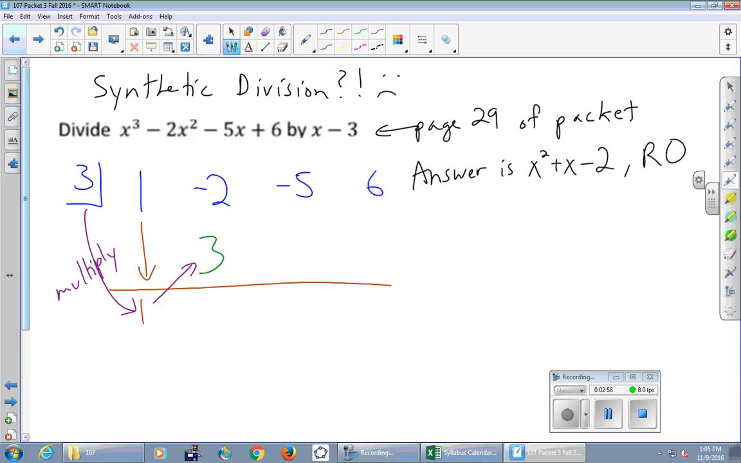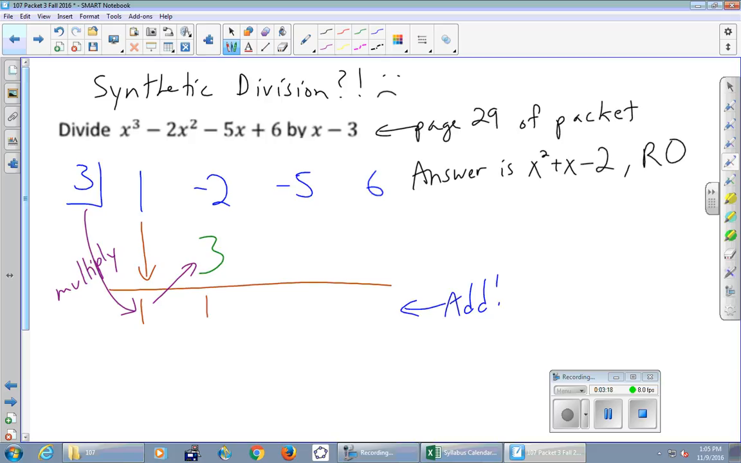In the regular long division process, it's a subtract. But here, it's an add. We'll talk about that in a bit. But we are adding to get the numbers down in the bottom row. So add, what do we get? Negative 2 and 3 is positive 1.